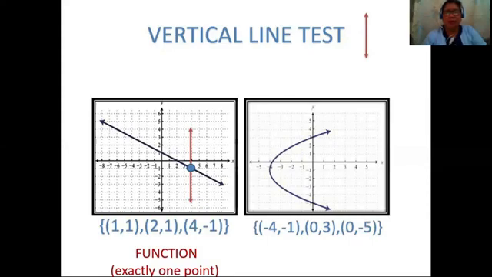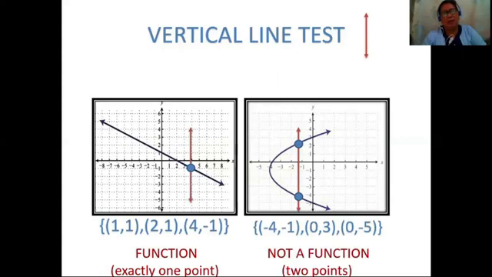Then, let us look at the second graph. If we draw a vertical line like this passing through the graph, then this point is the point of intersection of the line and the graph. And still, there is another point of intersection. That is why we consider this as not a function, because there are 2 points of intersection. Do you have questions? There is none.